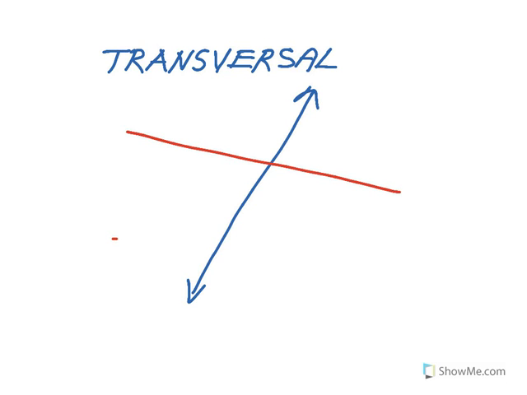Next is a transversal. And a transversal is a line that intersects two or more other lines in different points. So it's not an intersection of three lines all on the same point. The transversal intersects, it's this one, two or more lines in different points.